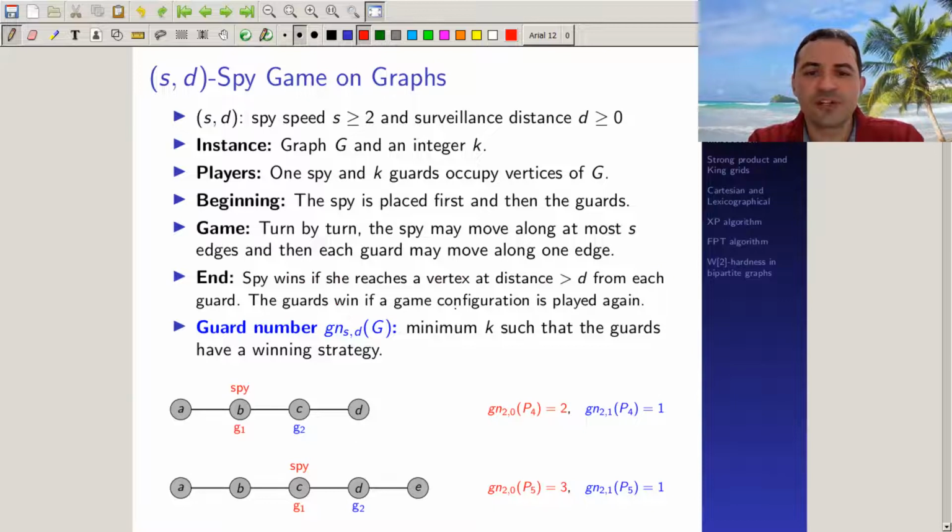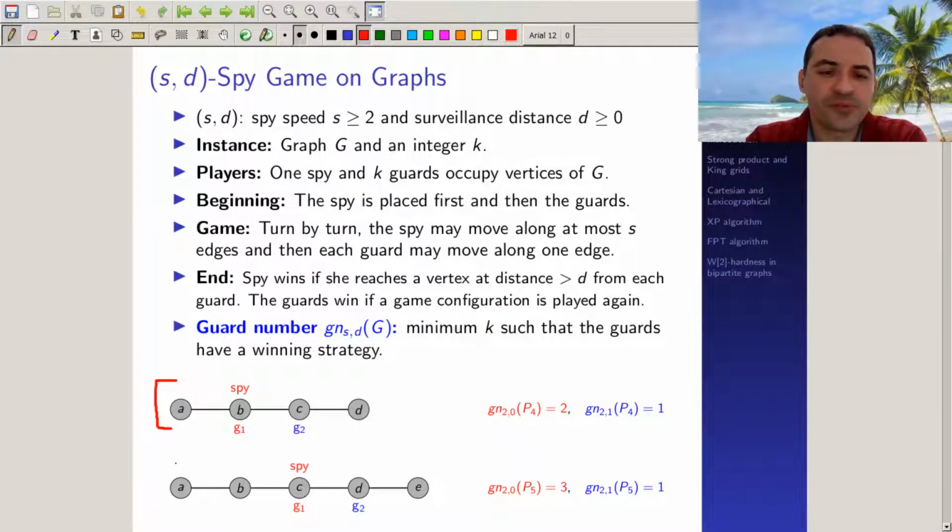The guards win if a game configuration is repeated. The guard number of G in (S,D), is the minimum K such that the guards have a winning strategy. K is the number of guards. Here we have an example with a P4 and an example with a P5.